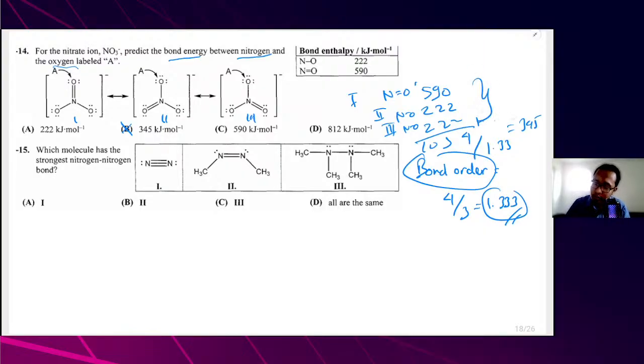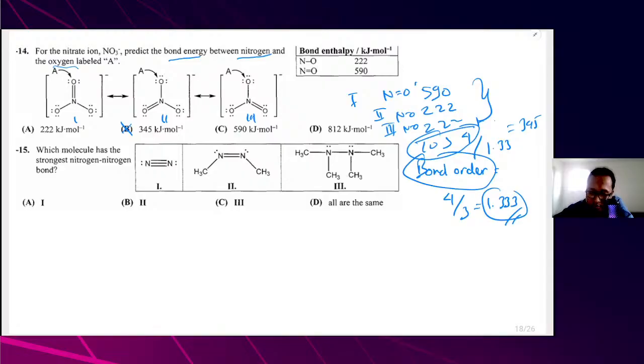Okay, and then after that we need to get the average by using this one divided by bond order. Which molecule has the strongest nitrogen bond? Which one has the strongest nitrogen bond? How to do that? How to get this one?